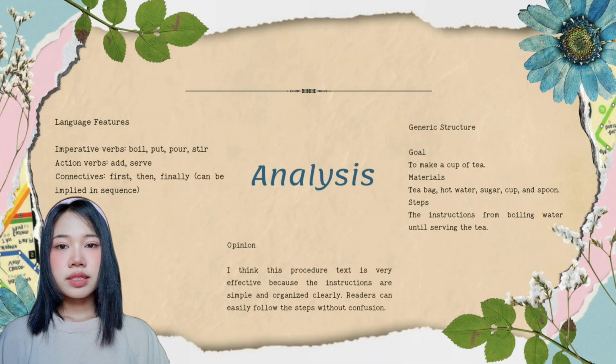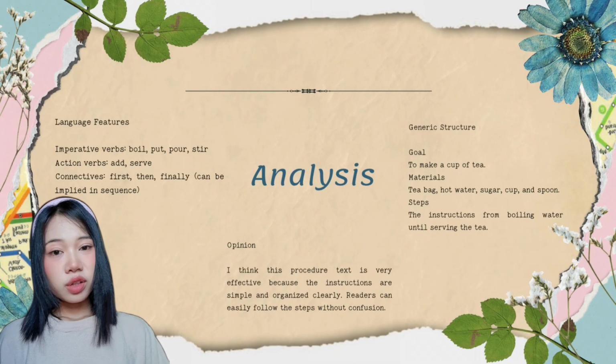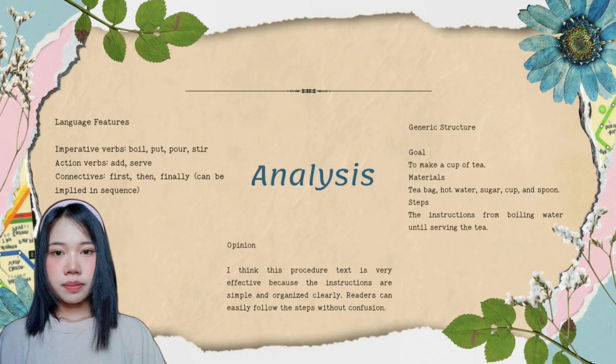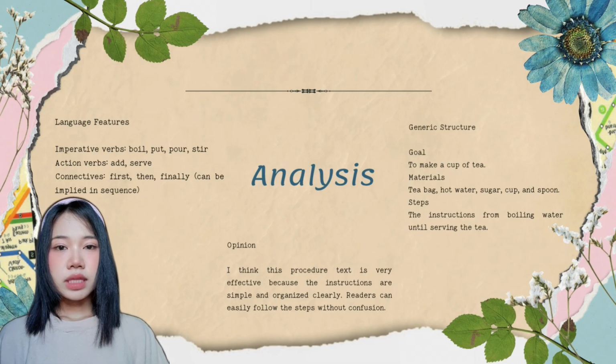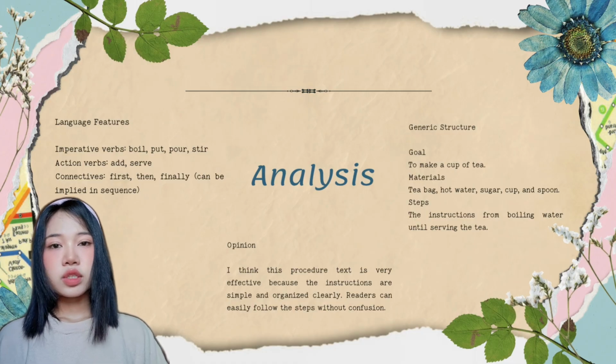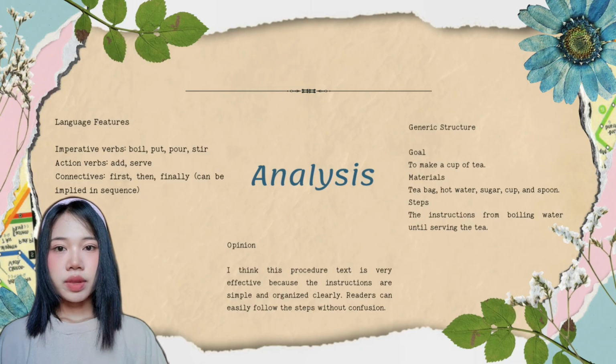Now for the analysis, the generic structure of procedure text are goal, materials, and steps. The goal of this text is to make a cup of tea. The materials are tea bag, hot water, sugar, cup, and spoon. Then the steps explain the instructions in order.